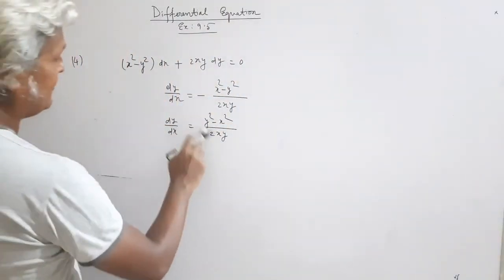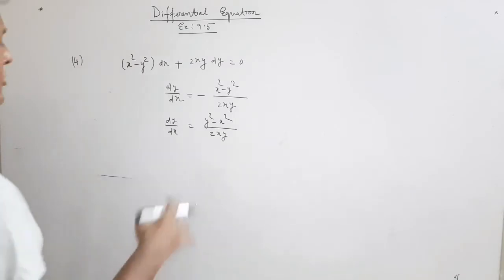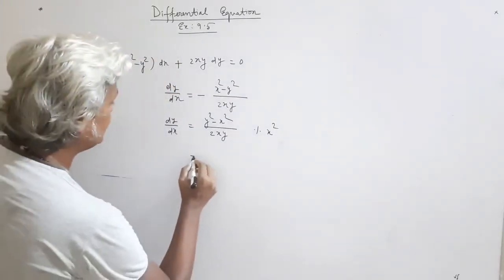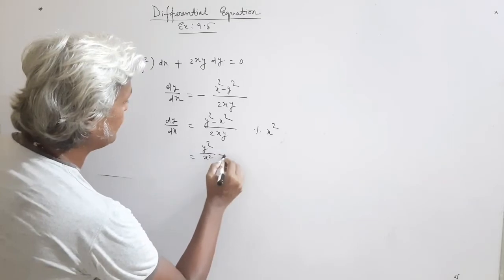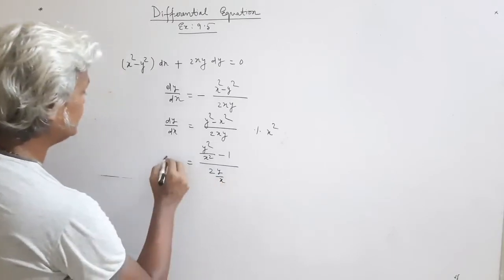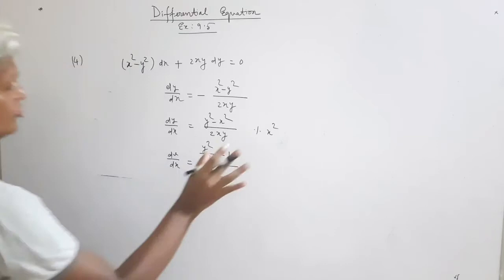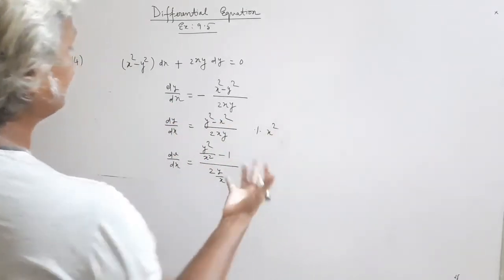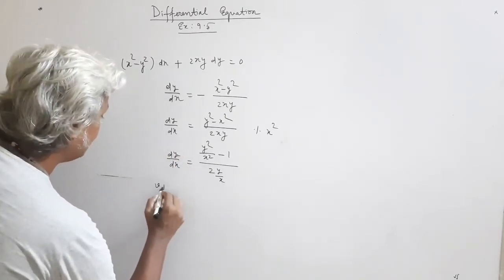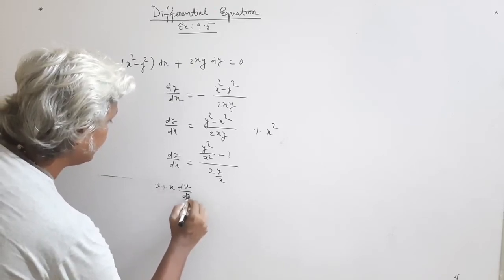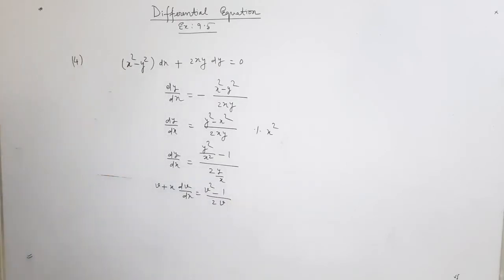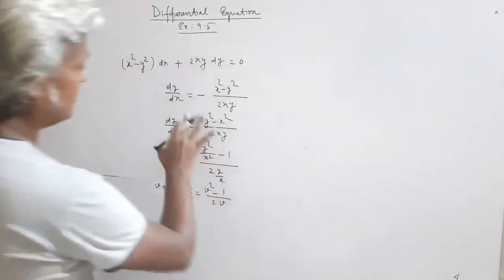So I divide both numerator and denominator by x square. This becomes y square by x square minus 1 over 2y by x. I am not writing y upon x as v because I have already memorized it. So in place of dy by dx, I write v plus x dv by dx, and this is v square minus 1 over 2v. Got it? Now I take this 2v on this side, because I want it clean.